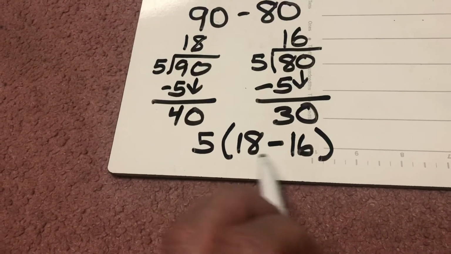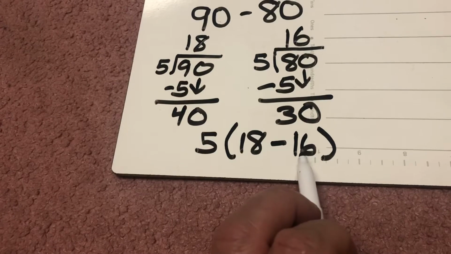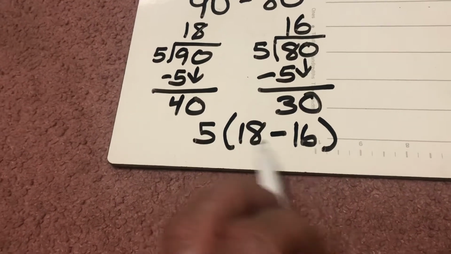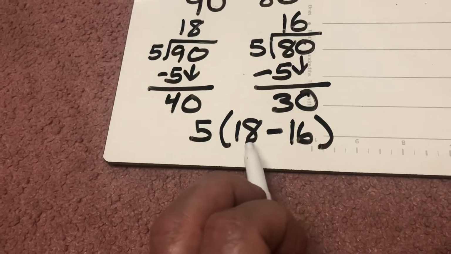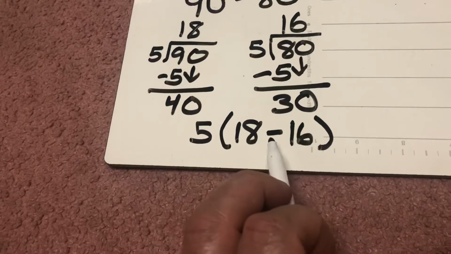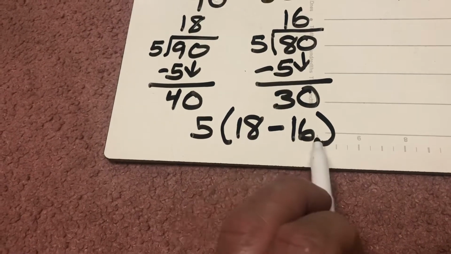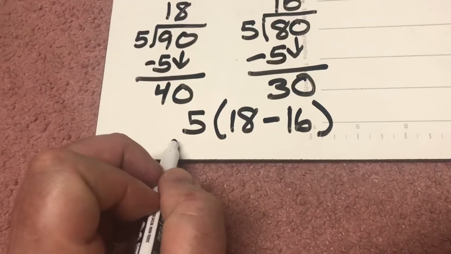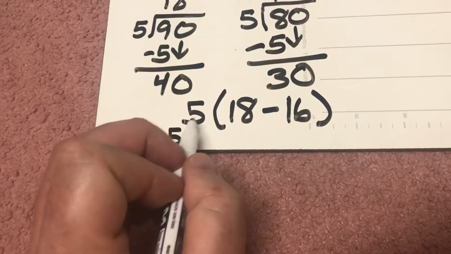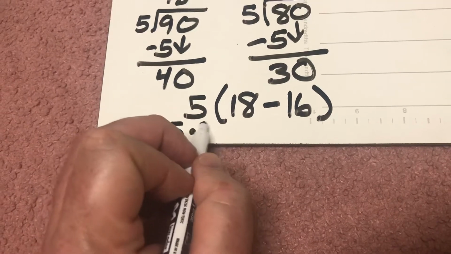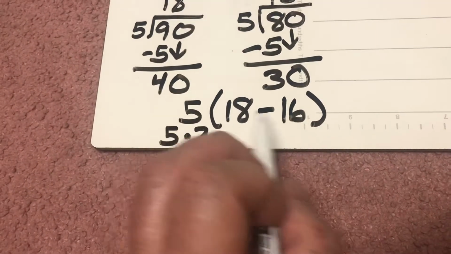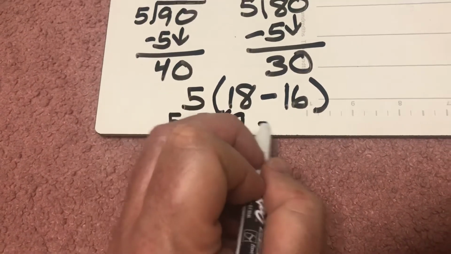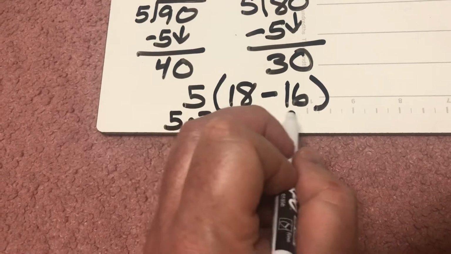And when I look at 18 minus 16, I realize, you know what? That is not in simplest form. There is a number besides 1 that can go into both 18 and 16. And they're both even. That ends in 8, that ends in 6. So they're both divisible by 2. So I can think of that as, well, now I've already got a 5. I can't get rid of that 5. But now I'm also going to put a 2 out there because I'm going to divide both of these by 2. And 18 divided by 2 is 9. And 16 divided by 2 is 8.